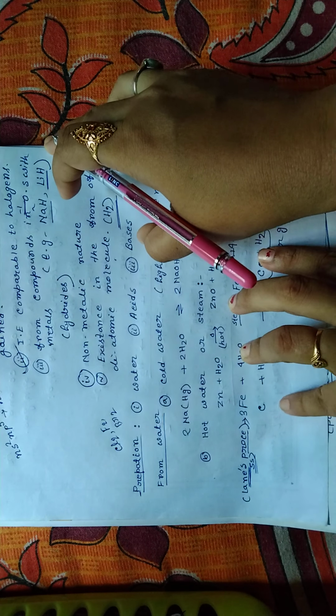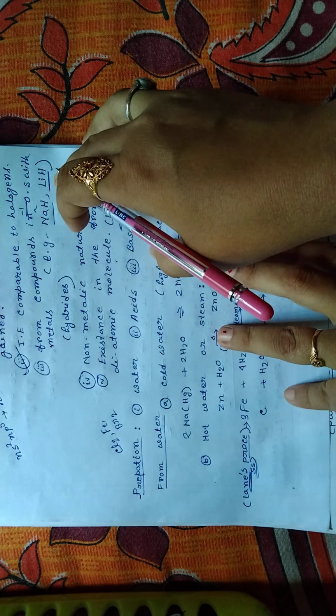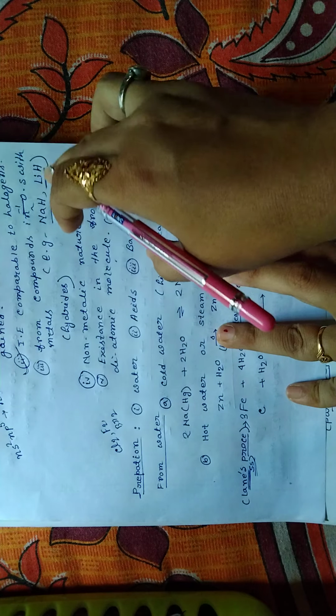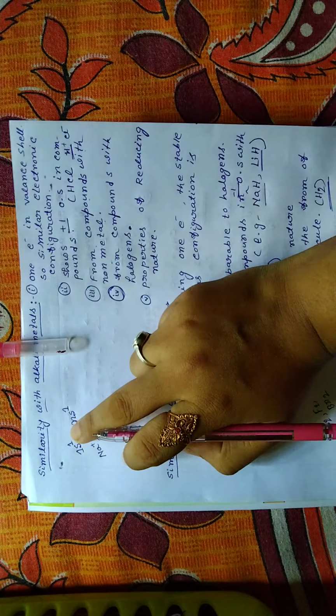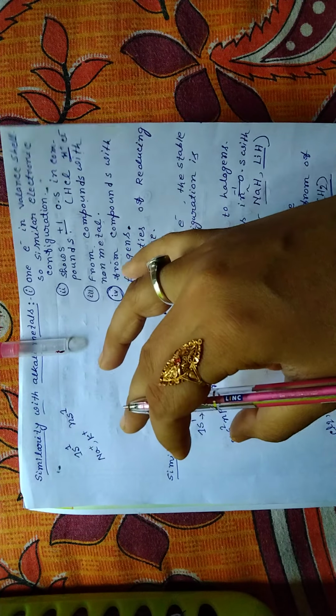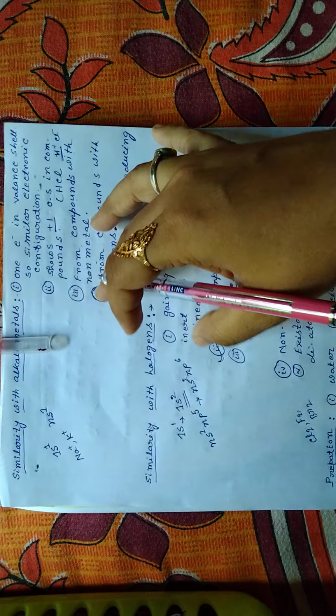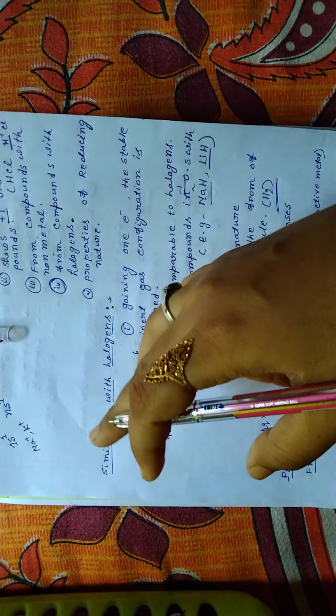But in the modern periodic table, hydrogen is placed in group 1 as its electronic configuration is 1s1, and the elements are placed in the periodic table according to their electronic configuration.